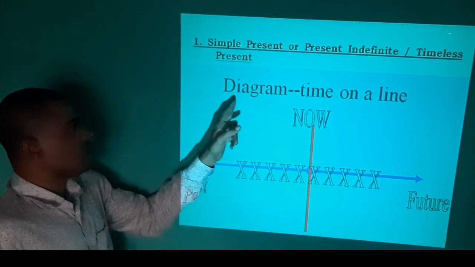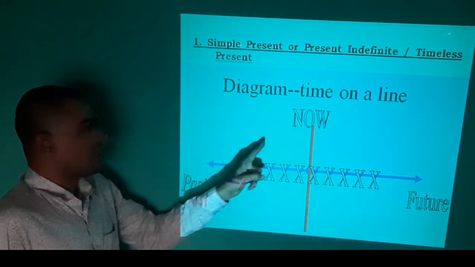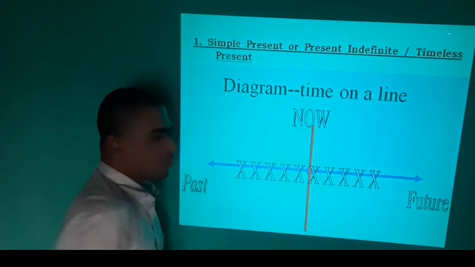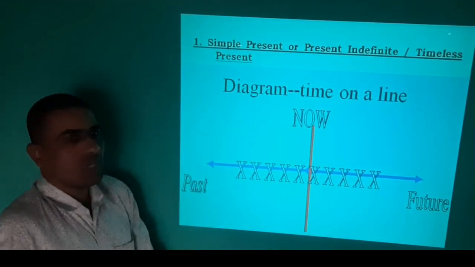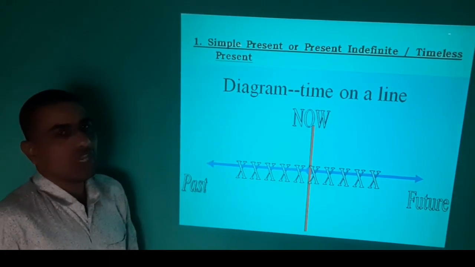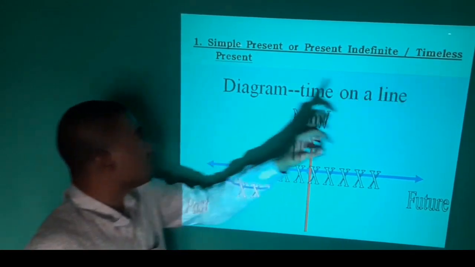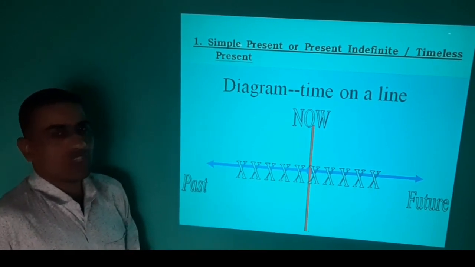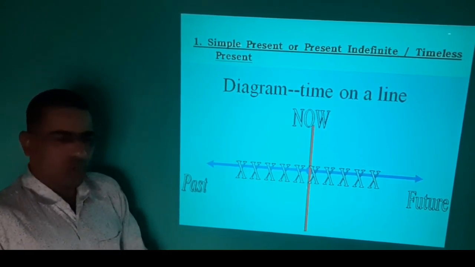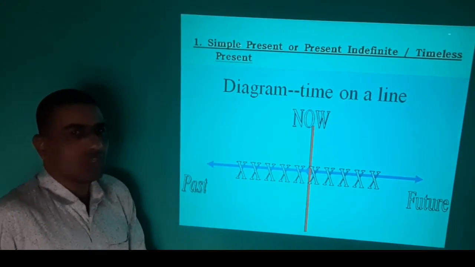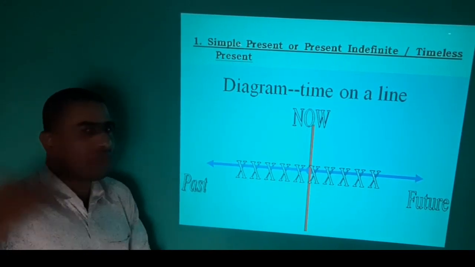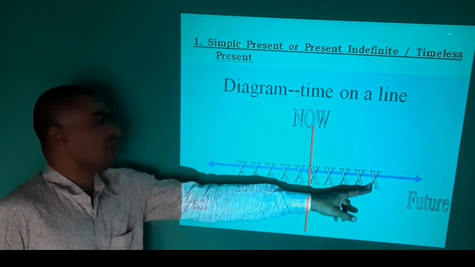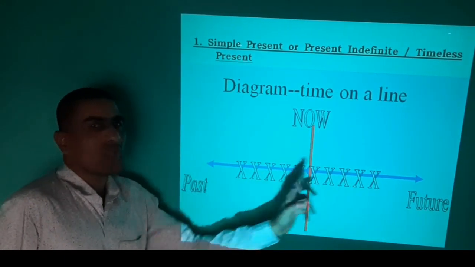Now here if you see the diagram, time on a line, you see this past, now and future, all the 3 times. So the simple present is generally used. That is the reason we call it timeless present. For example, the sun rises in the east. It has been continuing for hundreds of years together, and then it continues. So in that way, we talk about the graph representing all the 3 times.